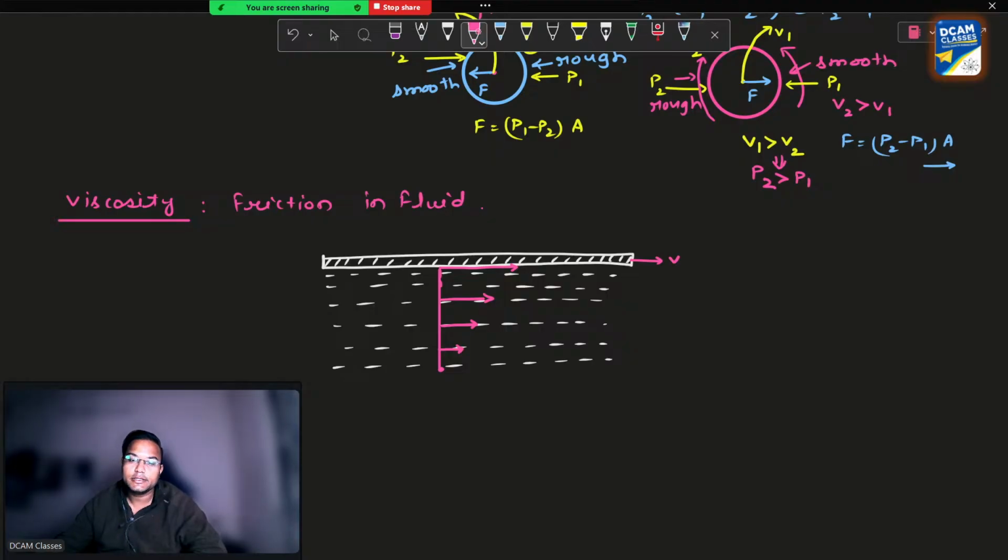And how does it decrease? If this is v plus dv, this will be v. Suppose the distance between these two random points is dy. Then the force due to friction, the viscosity force, is given by F is equal to minus eta A dv by dy.